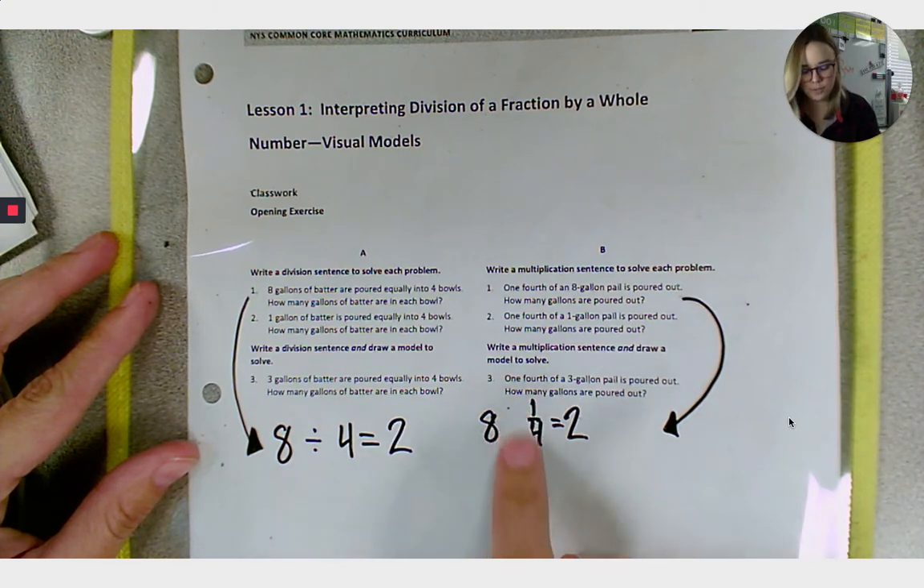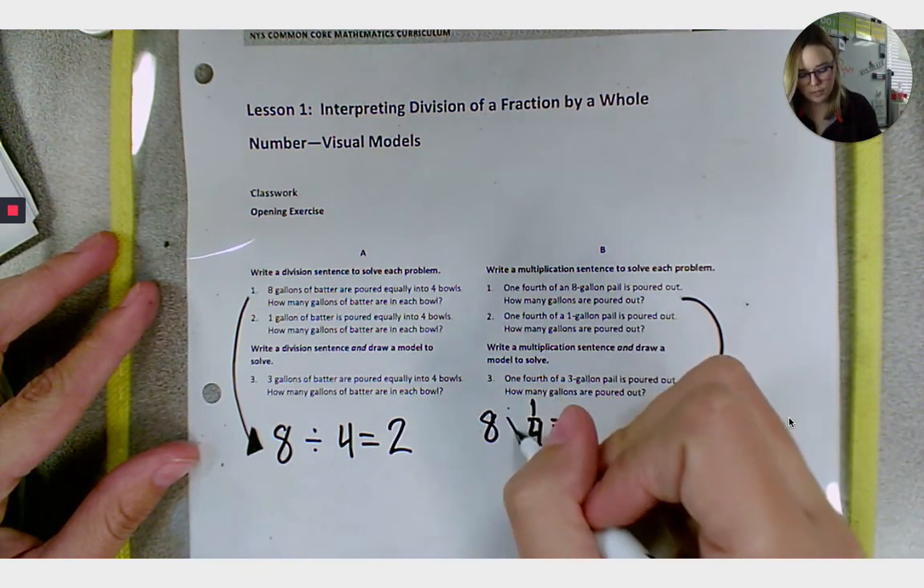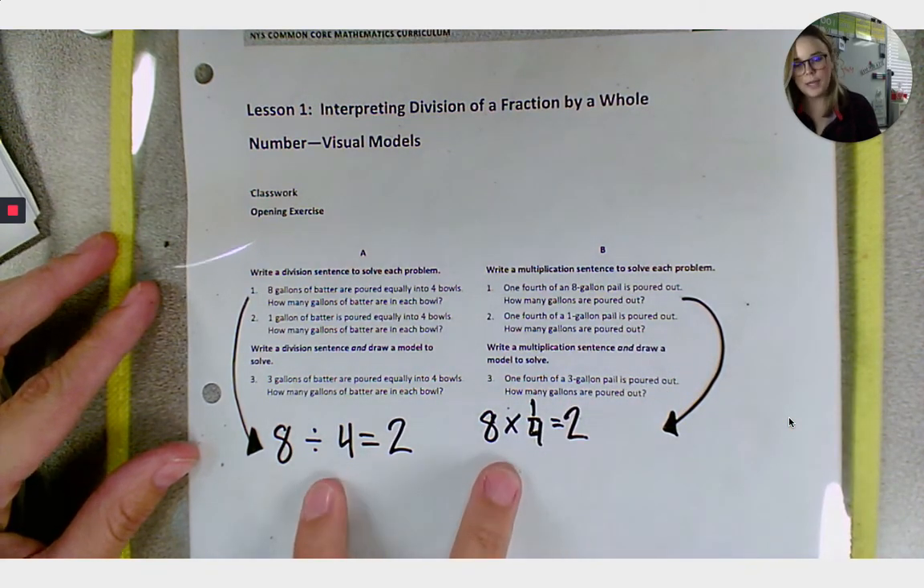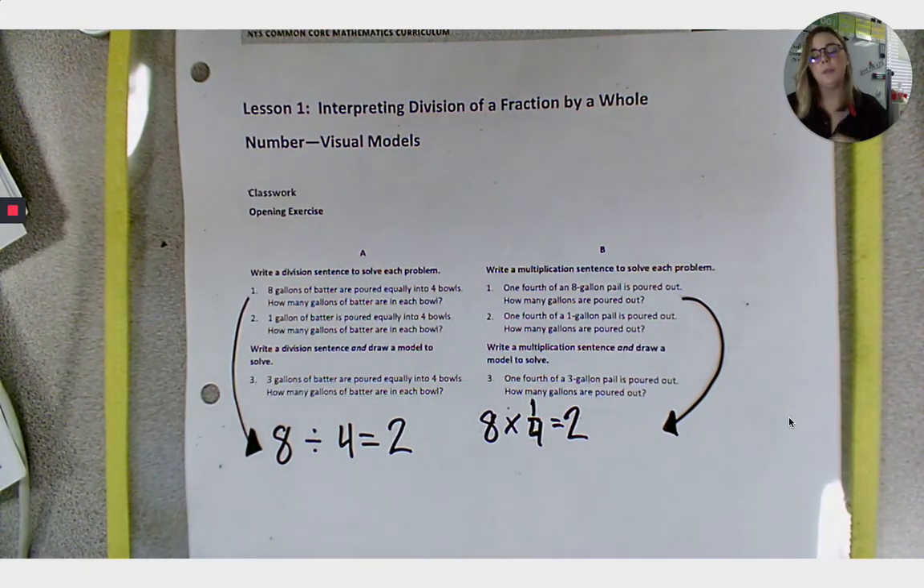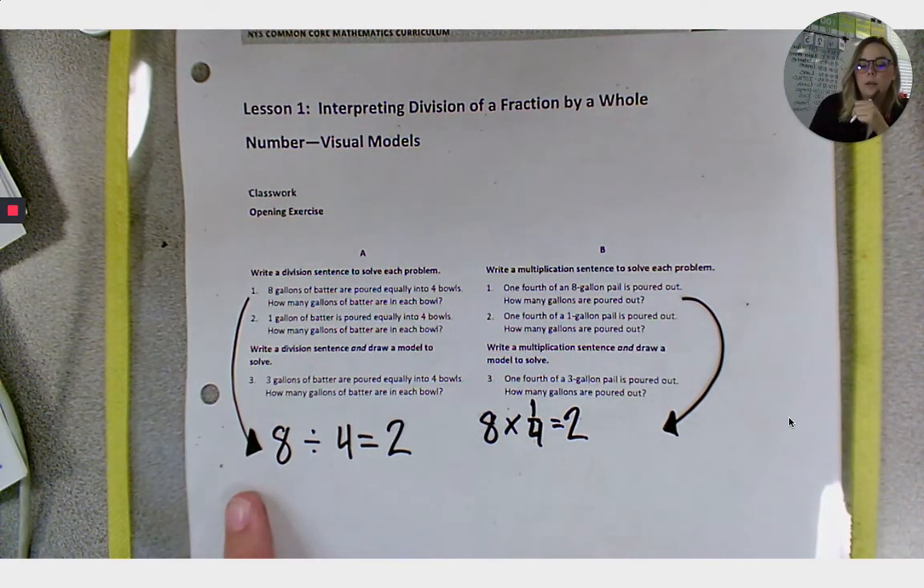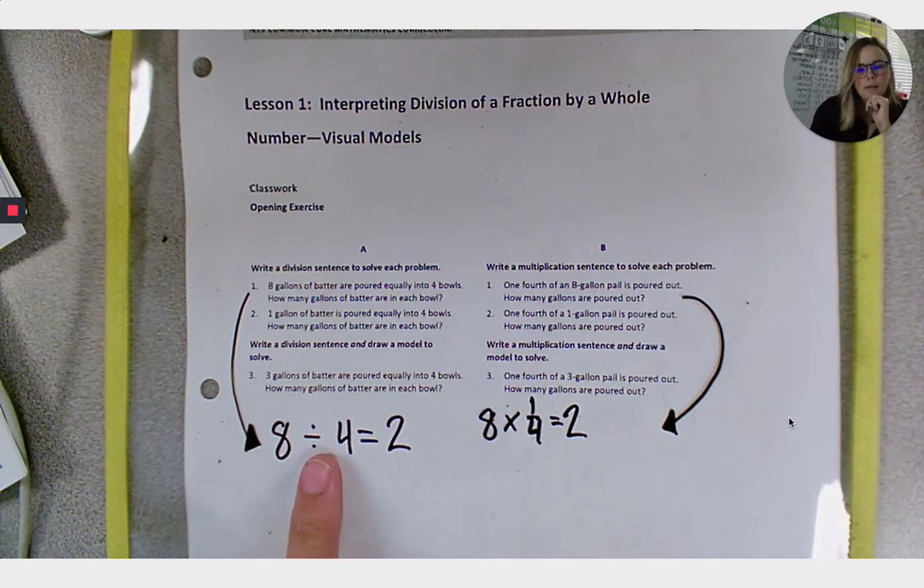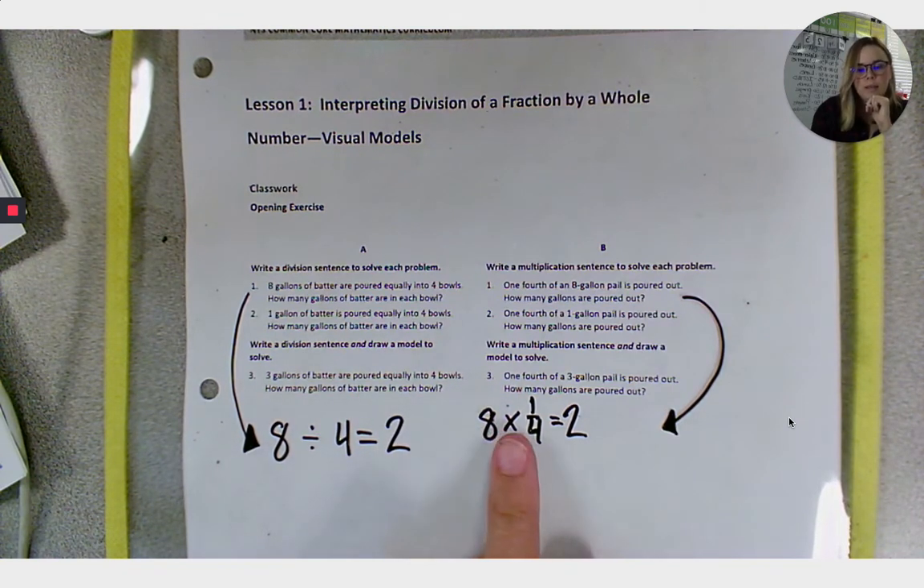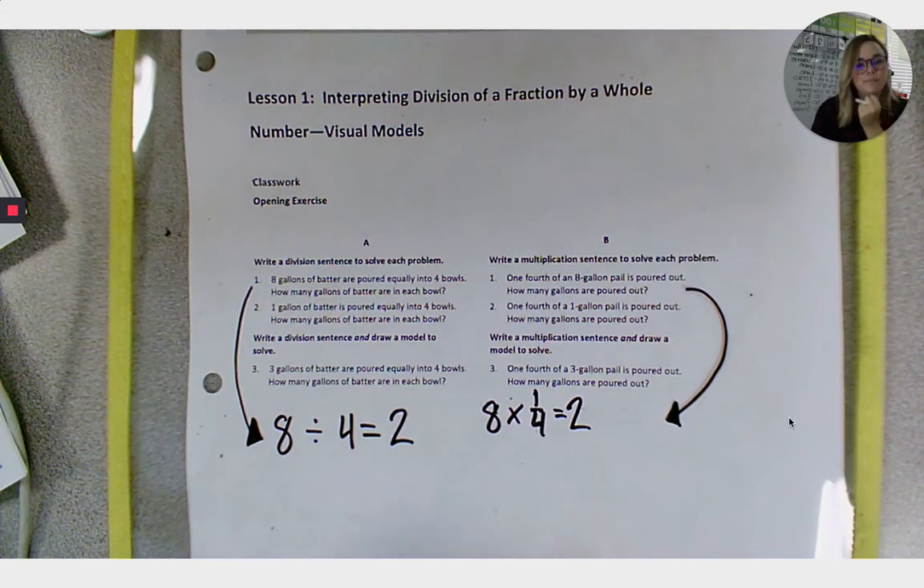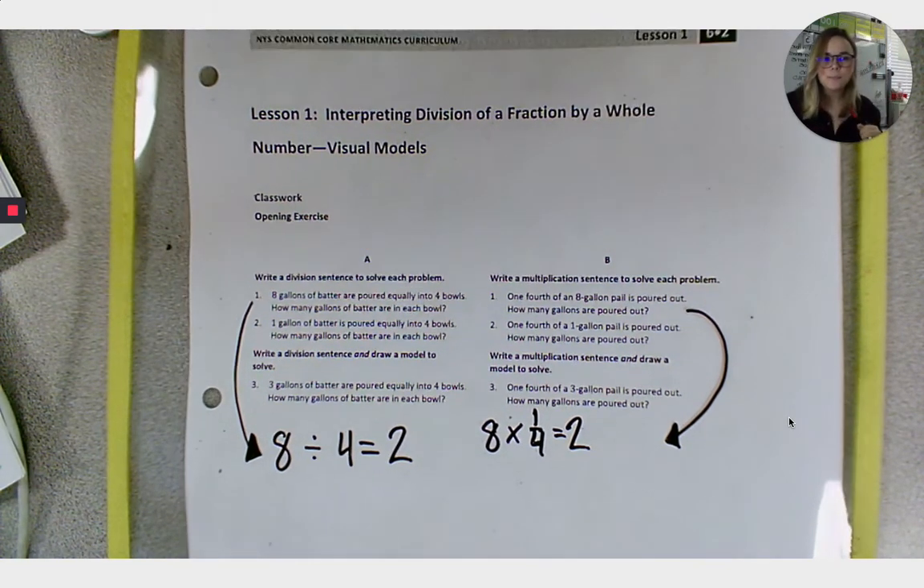Or sorry, this should be multiplication, not a division. I'm sorry. Our sign changed. We got the same answer. So what it looks like to me is that 8 divided by 4 is the same as multiplying 8 times 1/4. I wonder what that means. Let's keep thinking about that. We can come back to that.